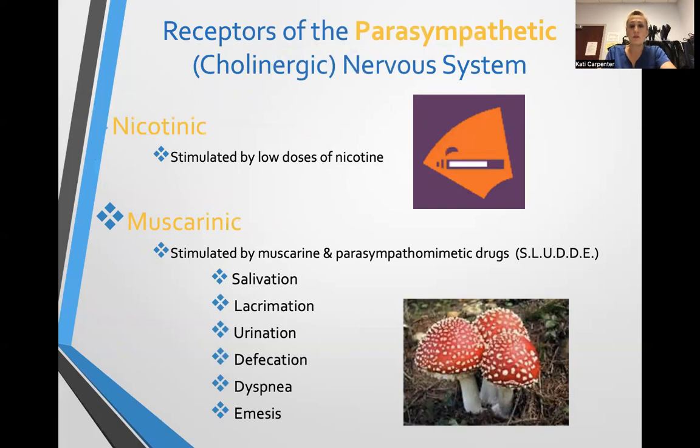Now, those were the neurotransmitters, but there have to be specific receptors that they're able to stimulate on the other side. The receptors of the parasympathetic cholinergic nervous system, there are two. One is called nicotinic, like nicotine, stimulated by low doses of nicotine. Muscarinic is stimulated by muscarine and parasympathomimetic drugs. See, there's another word, parasympathomimetic. That means mimicking parasympathetic, so you can add that to your list. Stimulating that receptor is going to have to do with salivation, lacrimation, urination, defecation, dyspnea, and even emesis.